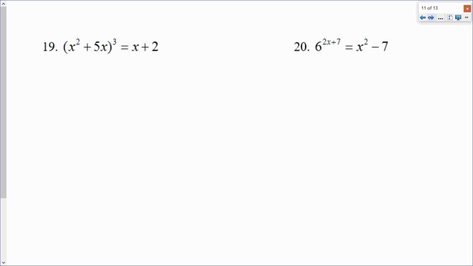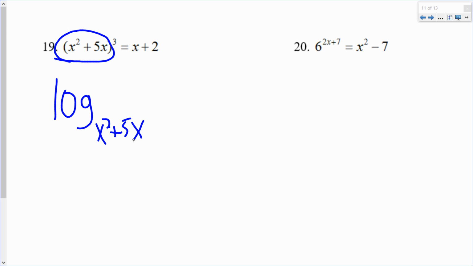Let's try 19. The base of the exponent is the base of the log. The exponent is the other side. And I'm just going to throw the x plus 2 in parentheses since that whole thing is there. And that's it. Why don't you try number 20 on your own?